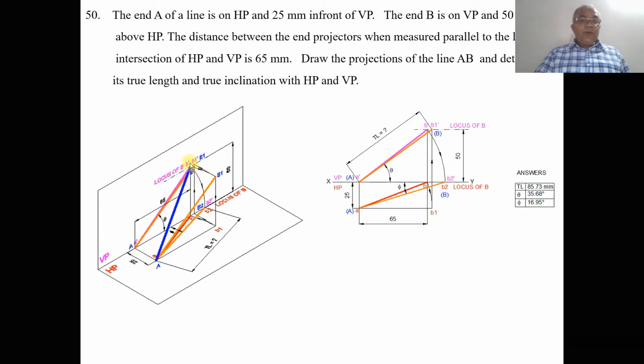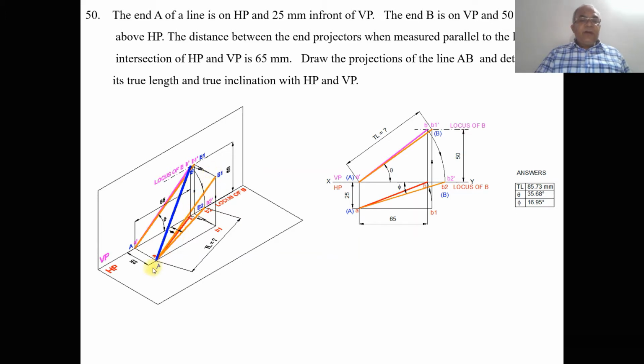So when you do that, what happens? The image that you have here on the horizontal plane will also be getting rotated. So we can see small ab1 is parallel to VP. That means A is in front of VP by 25 mm and the B1 will also come in front of VP by 25 mm. So that is the reason why we are getting capital AB1 parallel to VP.